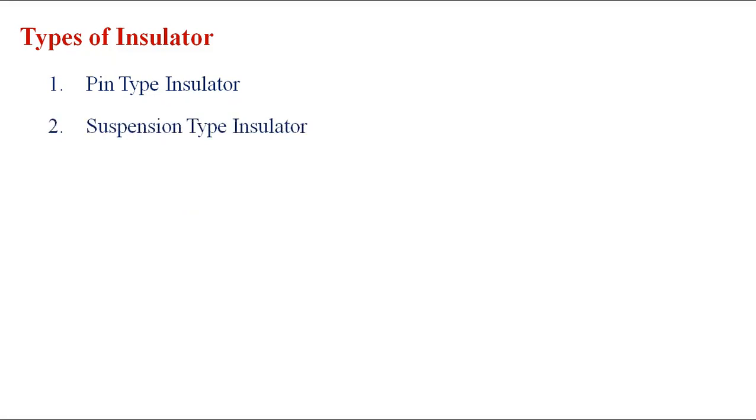Coming to the types of insulator, depending upon the operating voltage and the properties of the insulator, they are mainly classified into four types. The first one is pin type insulator. The second one, suspension type insulator. Another name of suspension type insulator is disc type insulator. Third one, strain type insulator, and the fourth one is shackle type insulator.